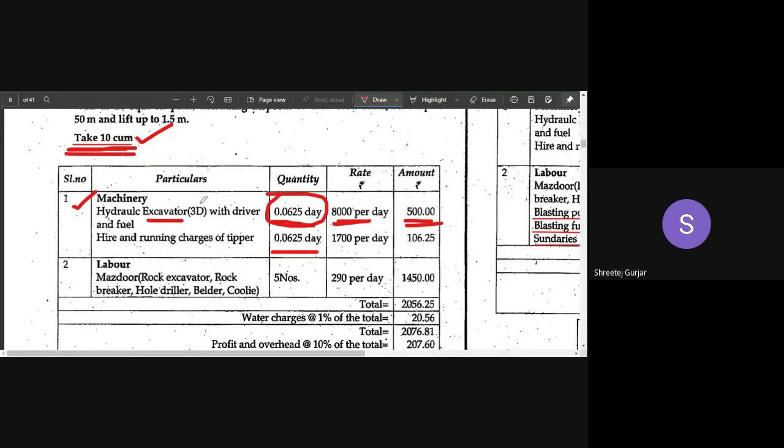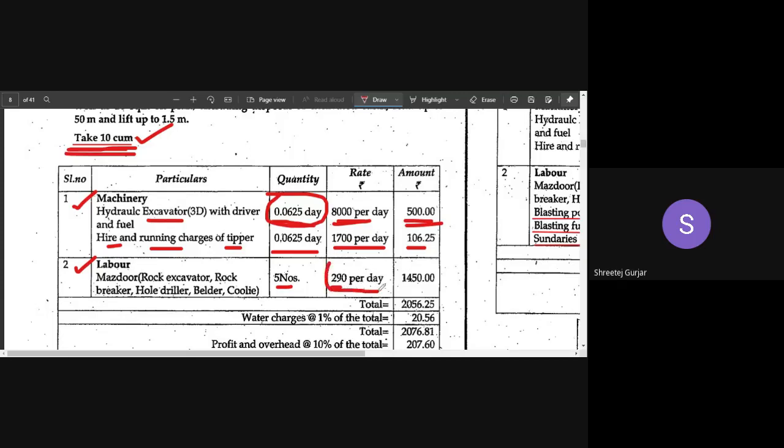Similarly, you will require hire and running charges of a tipper, right? When you excavate, you have to put it into a tipper, so you have to hire a tipper and give them running charges. They will charge you around 1,700 per day, and that cost will be 106. You also require labor: 5 mazdoors to handle this excavator, rock breaker, then coolie, all these works. Their rate, as we know, is 290 per day, and you can use prevailing rates.